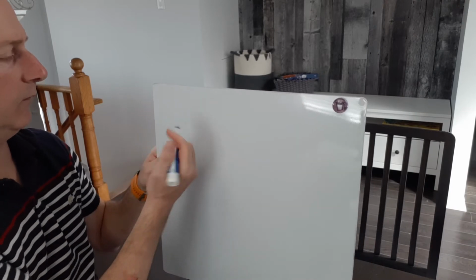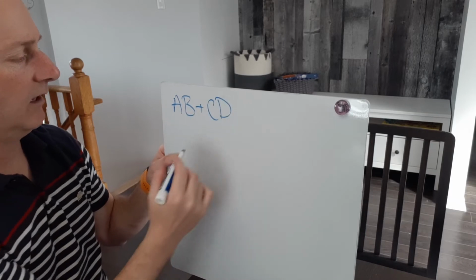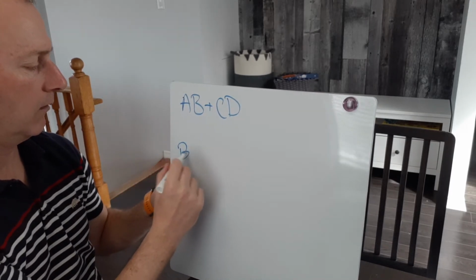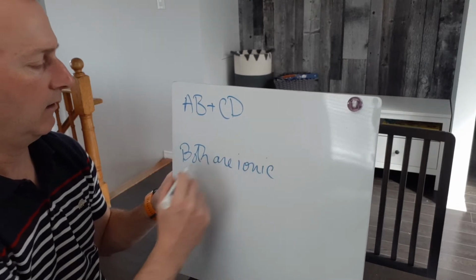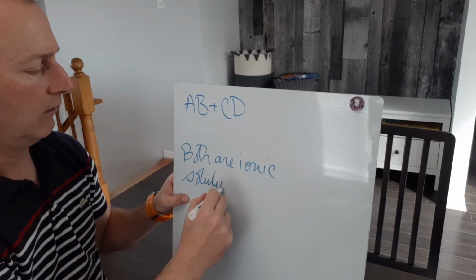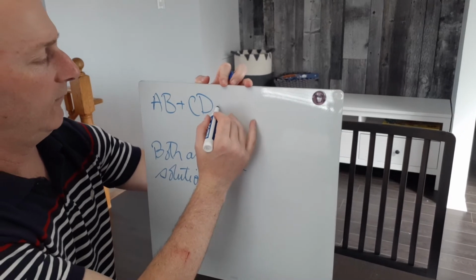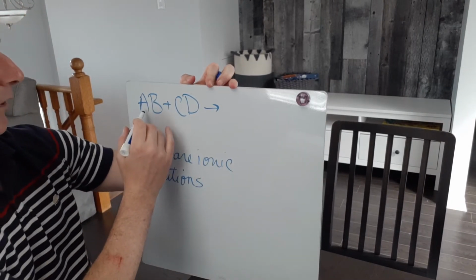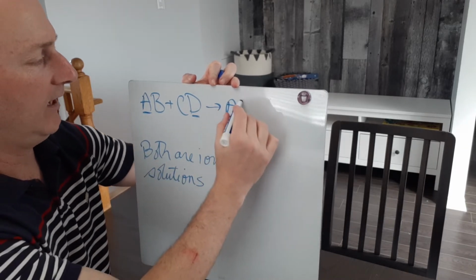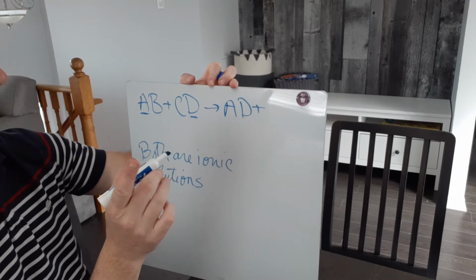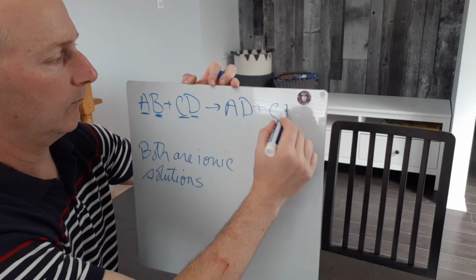Okay, double displacement. I think we reviewed this, but I can't remember for sure. We have AB and CD. Both of these are ionic solutions. So we took ionic compounds and dissolved them in the solution. If this is what's going to happen, then we're going to get A, the metal of one side, joining with the nonmetal of the other, which is AD. And this is the important part: you have to put the metal first. That's C, and the nonmetal is the second part.